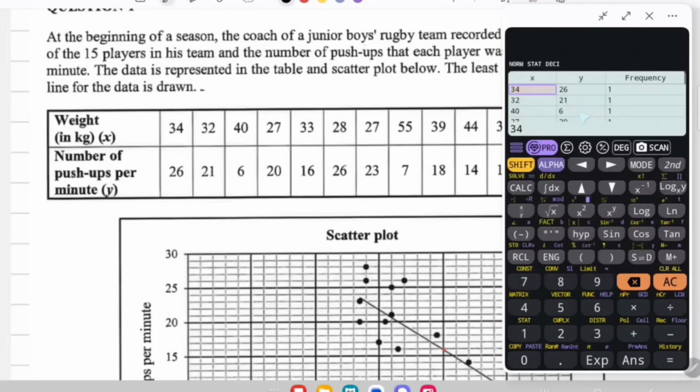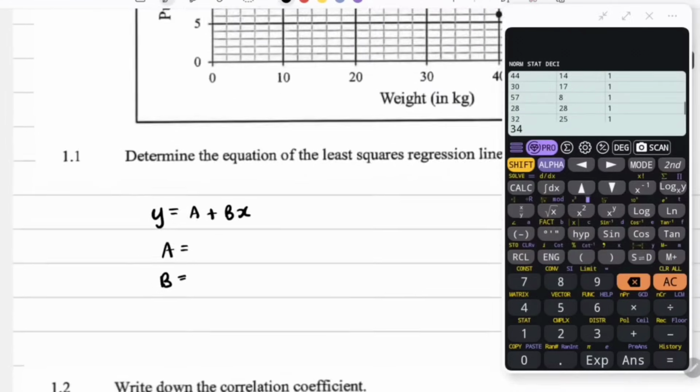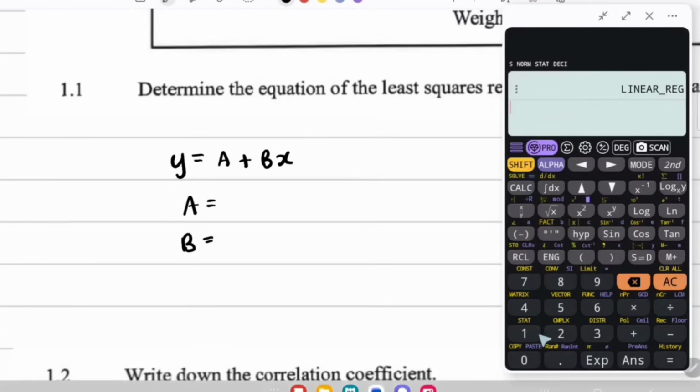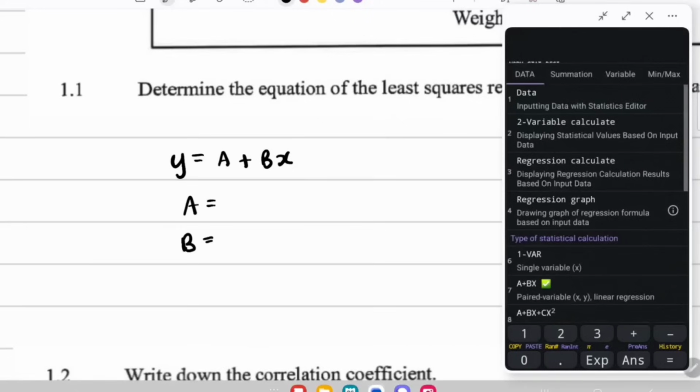Okay, so now that we have put down all the values, let's go ahead and find A. So to find A, now that we've put the values down, you're going to press AC, Shift, and 1. And then you will go for option 5, which is for regression.